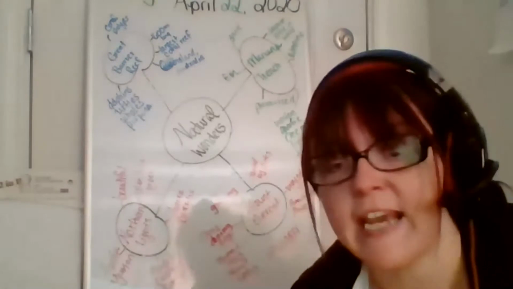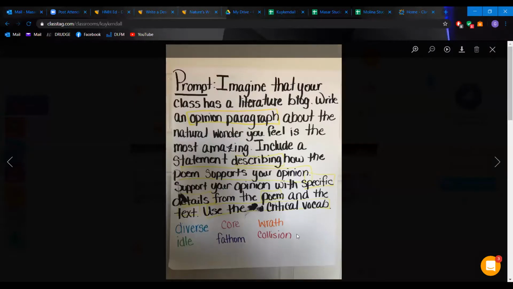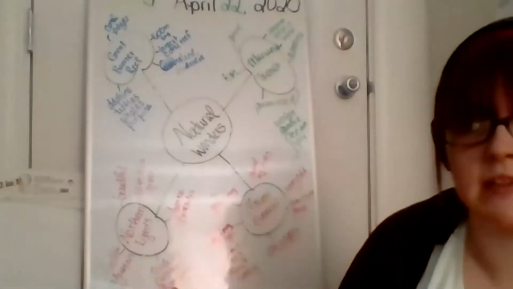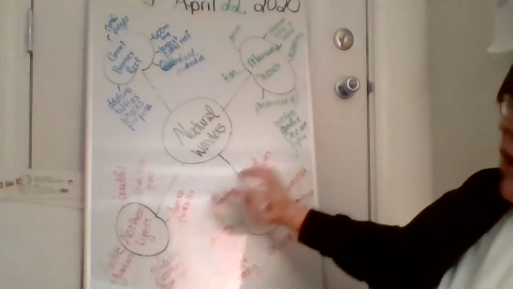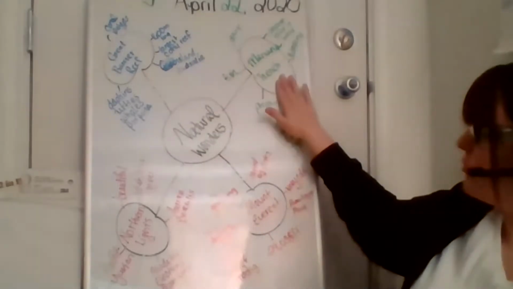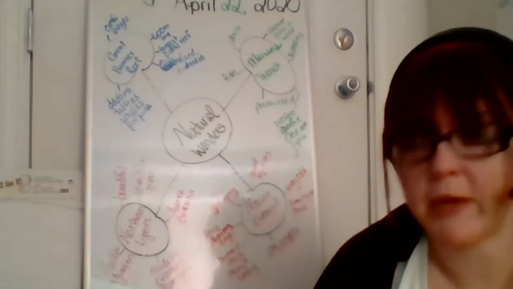The text. Now, I did that for a very specific reason, because remember what the prompt says. The prompt says that you have to support your opinion with specific details from the poem and the text. So we didn't pull details out of a hat. Every single one of those details is something that came from the text. So that does half the work for you when you're trying to pick what you write. So today, you're going to pick either the Great Barrier Reef, the Mariana Trench, Mount Everest, or the Northern Lights. And you are going to write your paragraph.